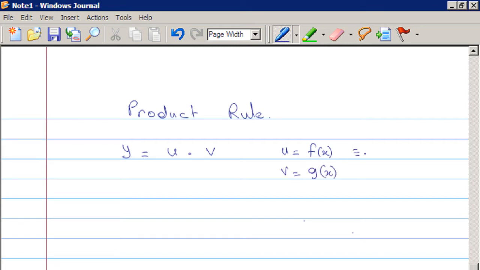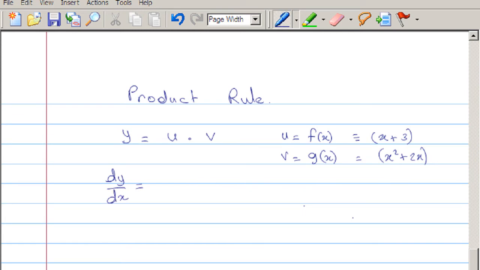And all this means is u might be a function something like, say, x plus 3, and g(x) might be some other function like sine x, cos x, or it could even be something like, say, x squared plus 2x, and that's what we want to differentiate. And if the two functions are being multiplied together, what the product rule tells us is that the derivative of u times v is given by u times dv over dx plus v times du over dx.